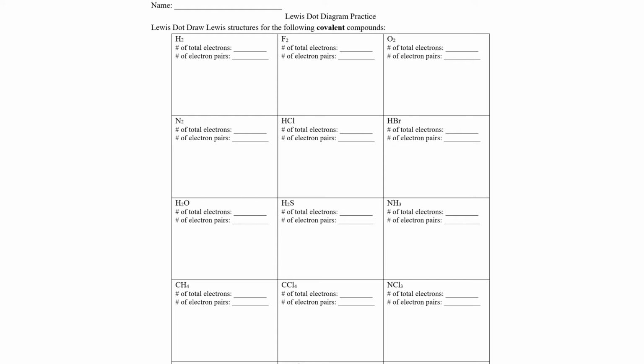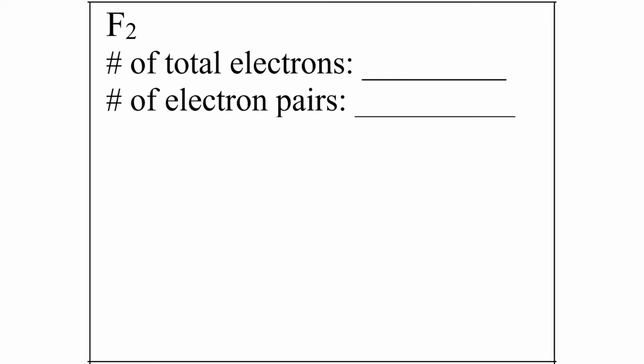Today we're going to be drawing Lewis dot diagrams. So we're going to draw out fluorine. Fluorine is F2, so I should have two Fs. Then I'm going to be drawing my valence electrons around it. Fluorine has 7, so I'm going to draw 7 valence electrons.